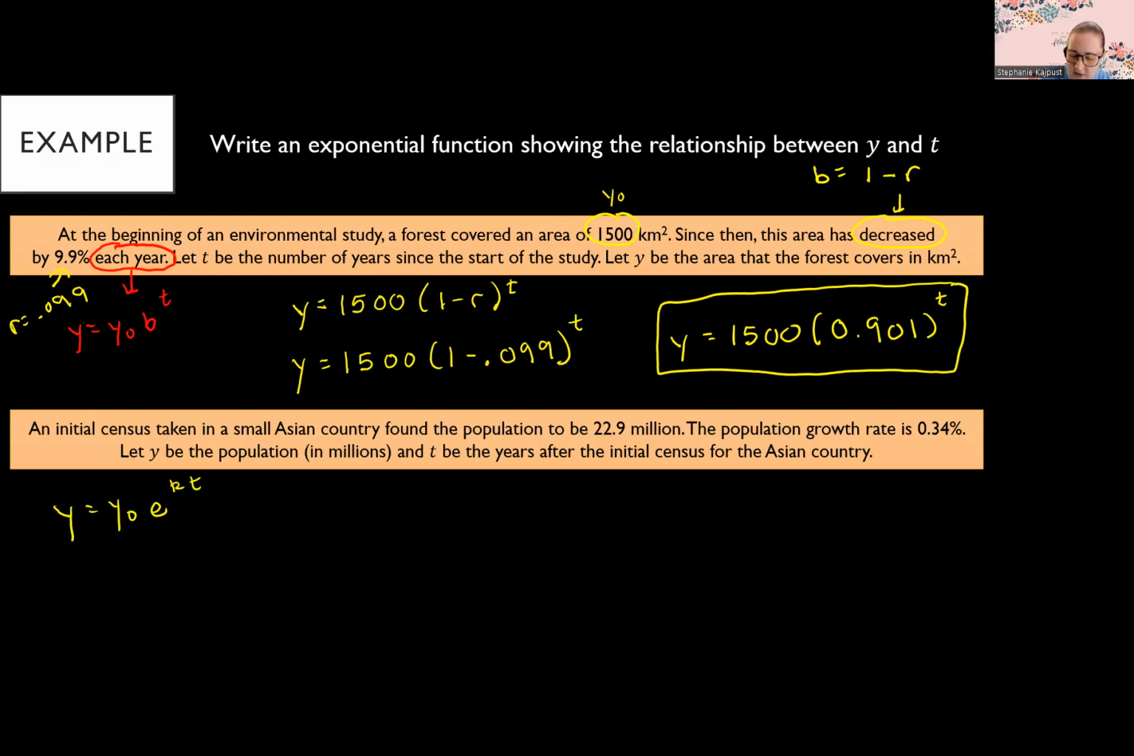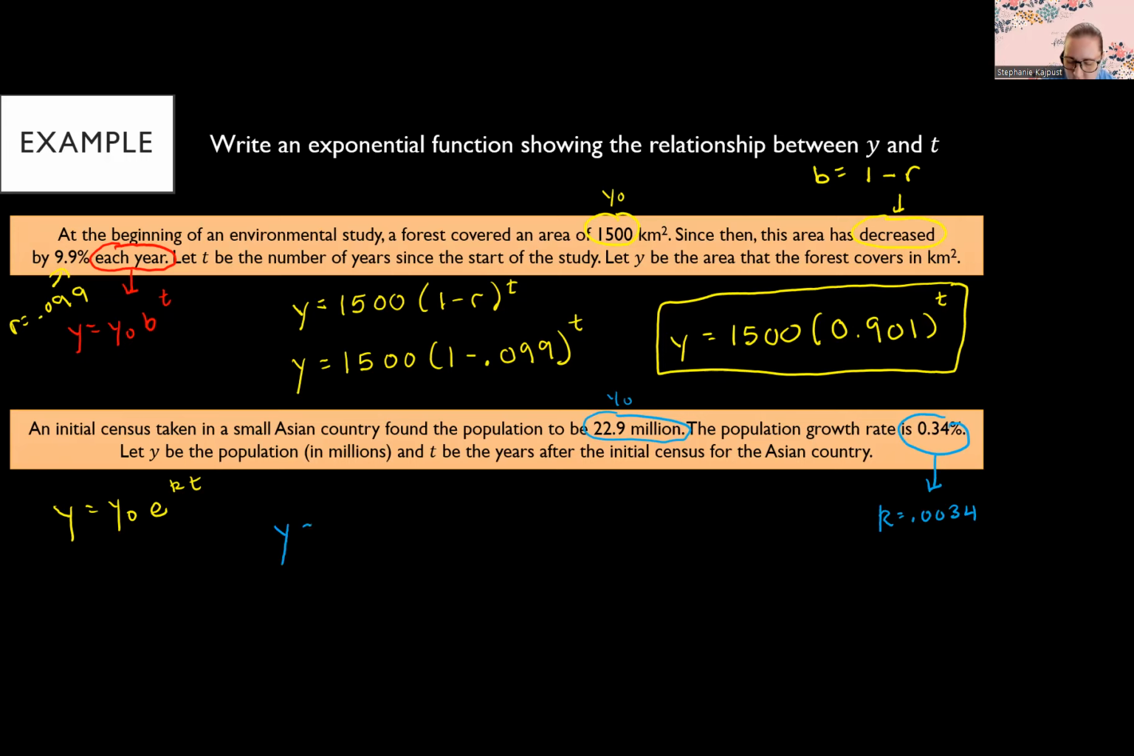So y naught is the starting amount. That 22.9, that is y naught. And we don't need the million. We just care about the number. And then the growth rate here that they're giving us, that is k. And we always convert it to a decimal. So I have to divide that by 100. So it's going to be 0.0034. It's already small at 0.34%, and it's going to be even smaller when we convert that to a decimal.